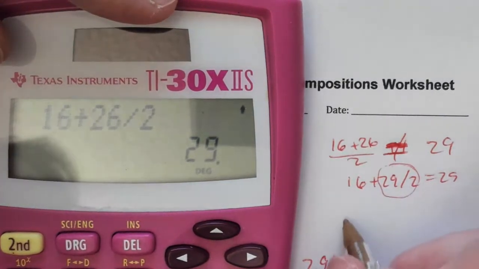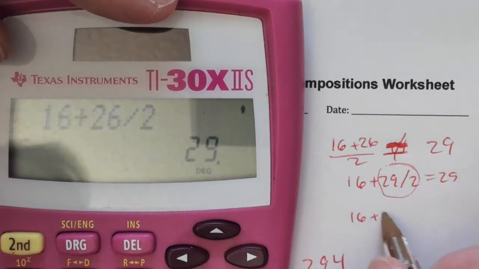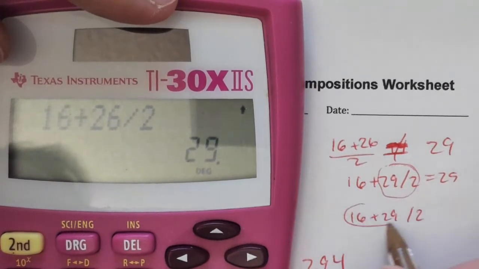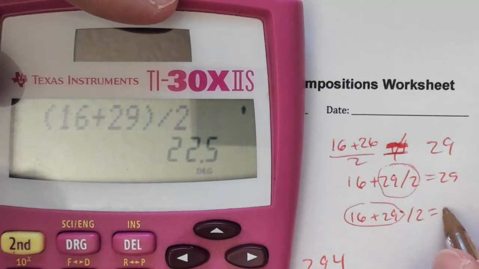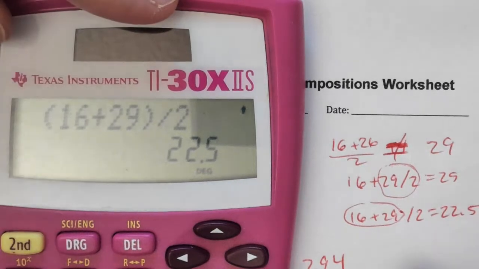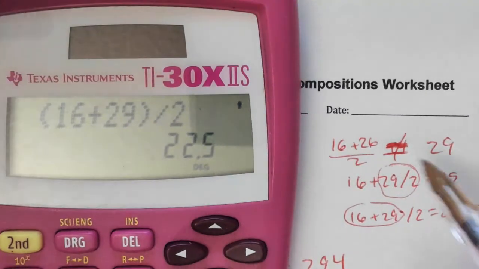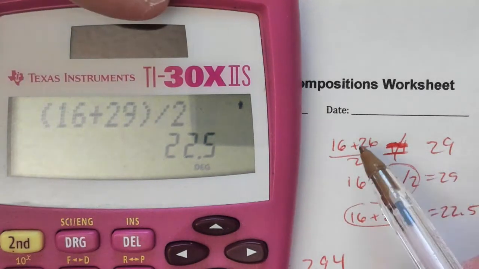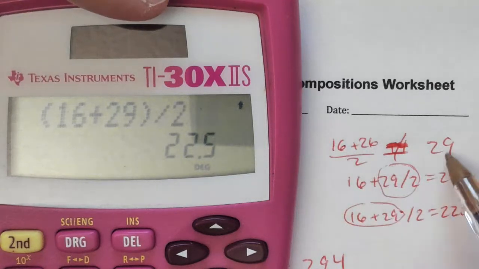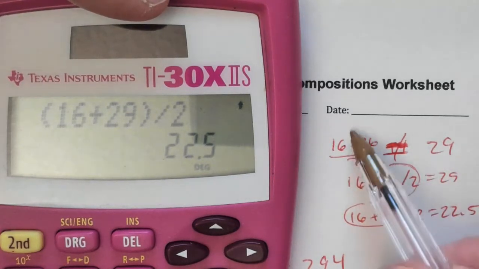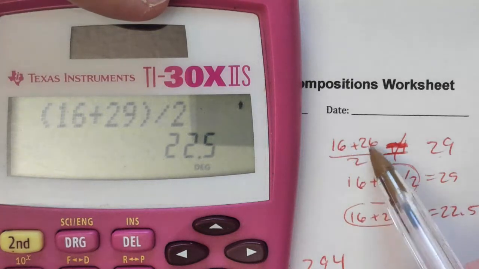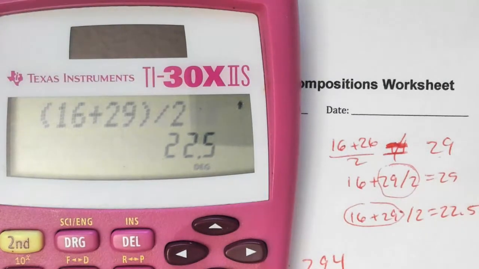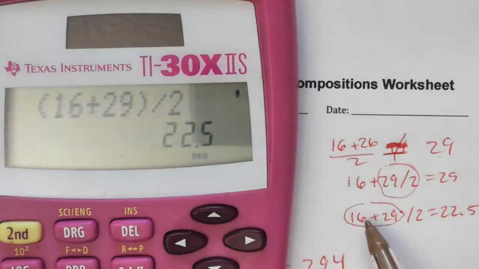What you need to do is 16 plus 26 divided by 2. You want to do this all by itself first. So basically 16 plus 26, then divide by 2, which is 21. So you see the difference? And a good way to double check yourself is when you add these together, divide by 2, this number has to be smack dab in the middle of those two numbers. Is 29 smack dab in the middle of 16 and 26? No, so you should have caught yourself.